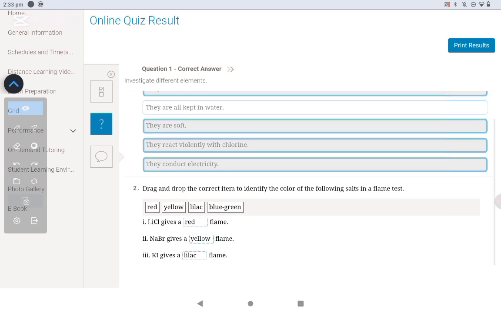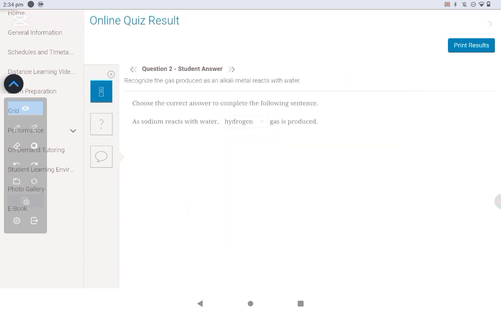Now, lithium chloride gives a red flame. You need to memorize all of these. Lithium chloride gives a red flame. Sodium bromide gives a yellow flame. Potassium iodide gives a lilac flame. Sodium reacts with water and hydrogen gas is produced. Basically, when a metal reacts with water, a metal hydroxide plus hydrogen is produced.